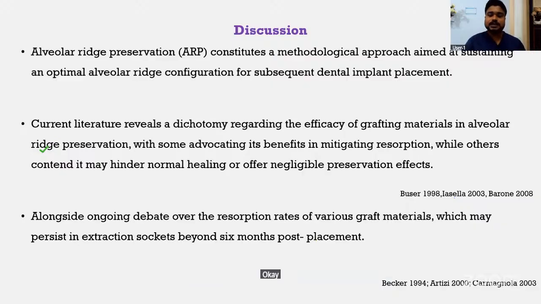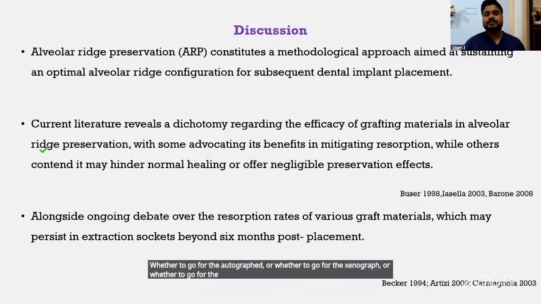Okay, alongside there is even a lot of debate or confusion going on about what to use, whether to go for the autograft or the xenograft, or the combination of autograft and xenograft, and how much autograft to use and how much xenograft to use. That is the thing, it's debatable, it's a long debate going on.